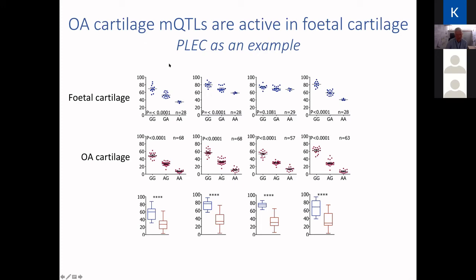And what we've discovered is that if we look at MQTLs in fetal samples, they're as readily observable as they are in OA cartilage samples. So we're picking up the same effects in developmental cartilage as we are in osteoarthritis cartilage. And what we do notice is sometimes there is an absolute difference in the overall methylation levels.